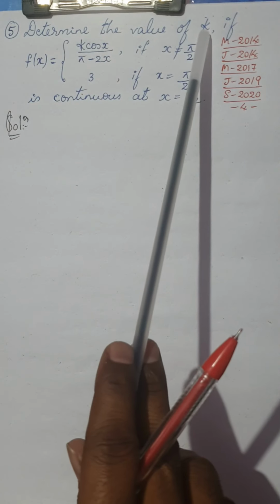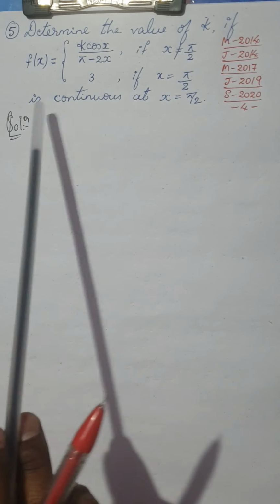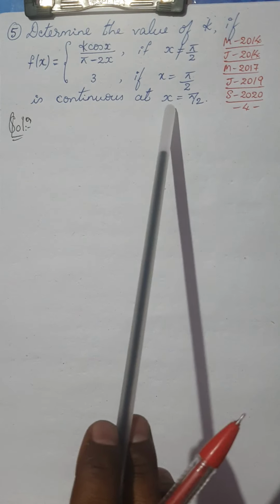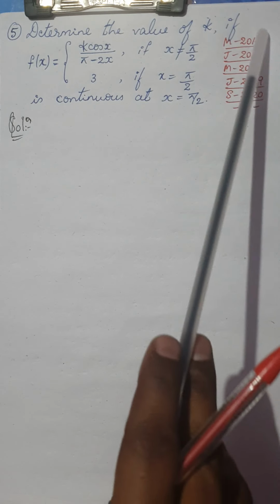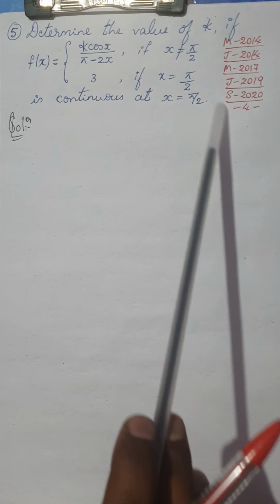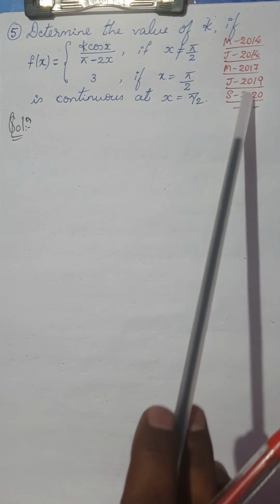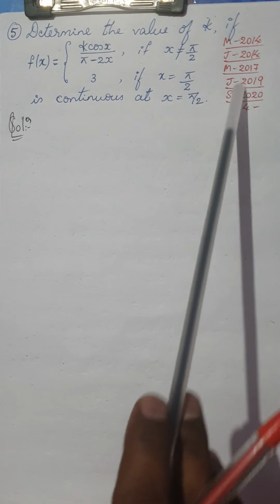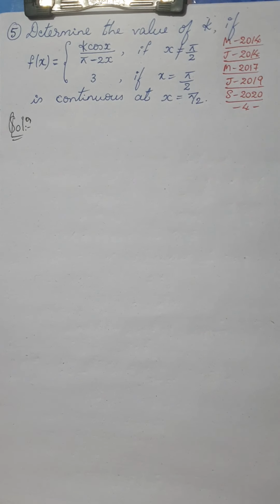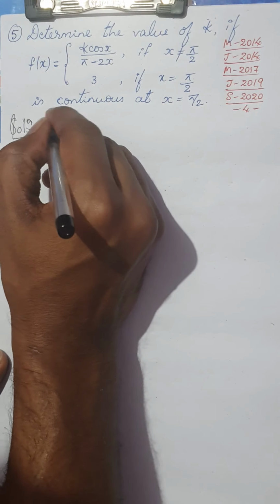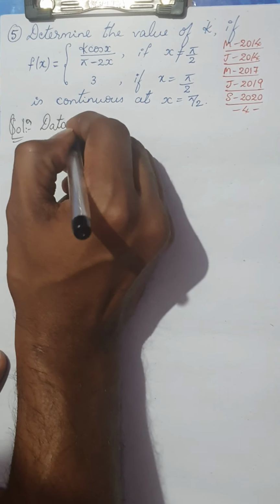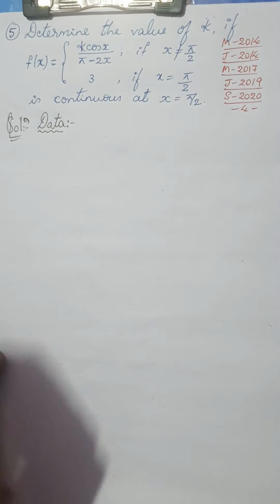Determine the value of k if the given function is continuous at x is equal to pi by 2, that is 90. So this is the most repeated question in your examination. This has been asked 5 times in 5 different years, main examination for 4 marks. Okay, this is quite a different procedure than the previous problems. Okay, that is why he has asked more number of times. Okay, but still you need not worry. There is always a solution for a problem, isn't it? That is what maths teaches us. Okay, let's proceed.